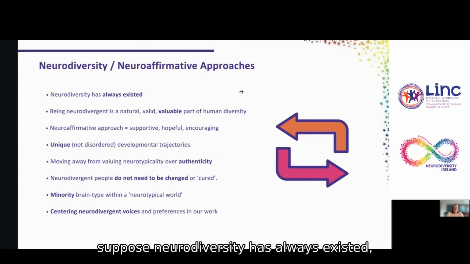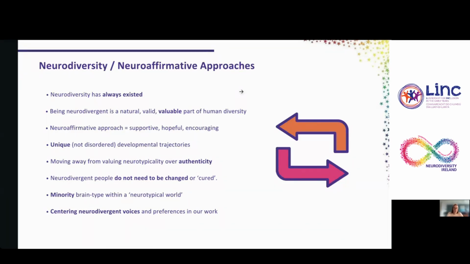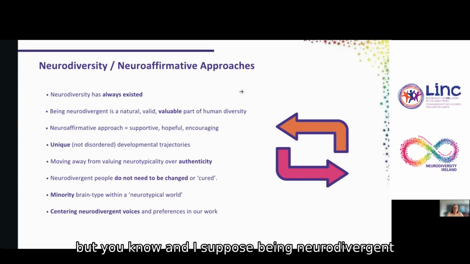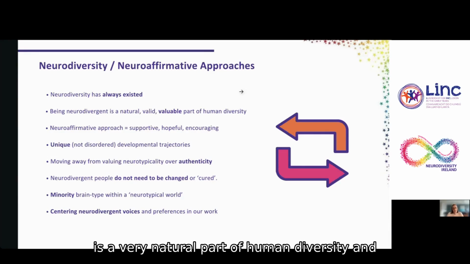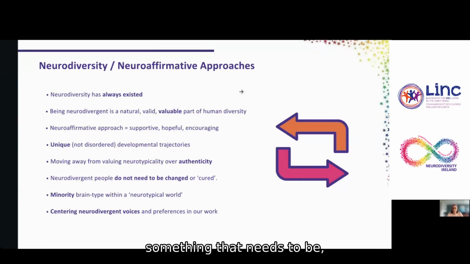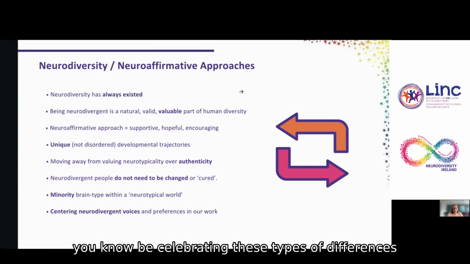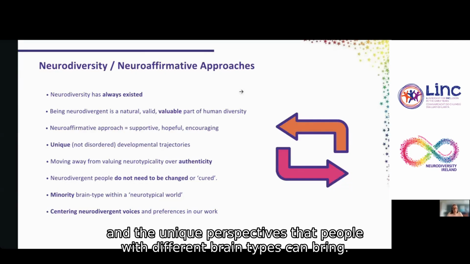Neurodiversity has always existed. Diverse brains have always been around. This is not something that's new. Being neurodivergent is a very natural part of human diversity, and in fact is a very valuable part of human diversity. It's not something that needs to be changed or altered, and we should be celebrating these types of differences and the unique perspectives that people with different brain types can bring.